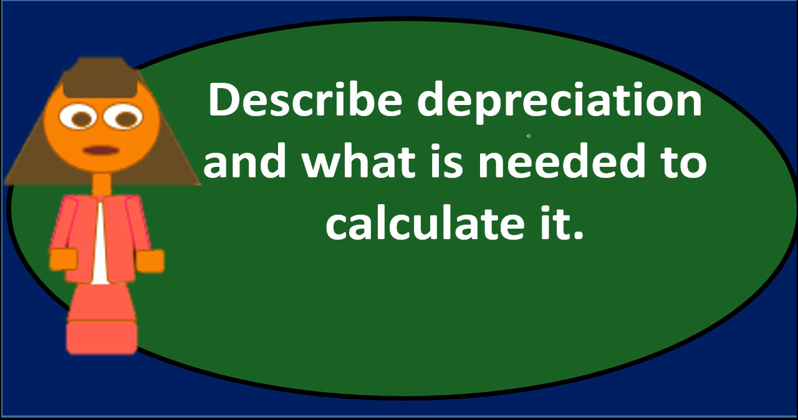So when we record depreciation, what are we doing? We're allocating a cost of the equipment, and we're decreasing the net income. We're increasing an expense and decreasing net income.